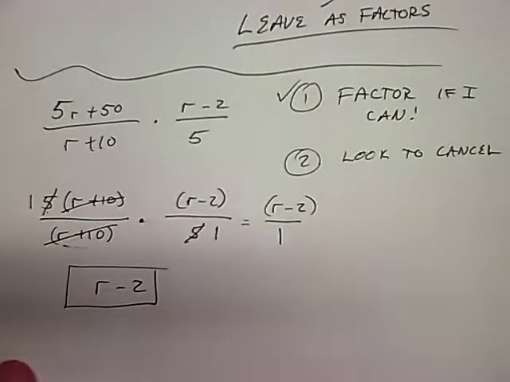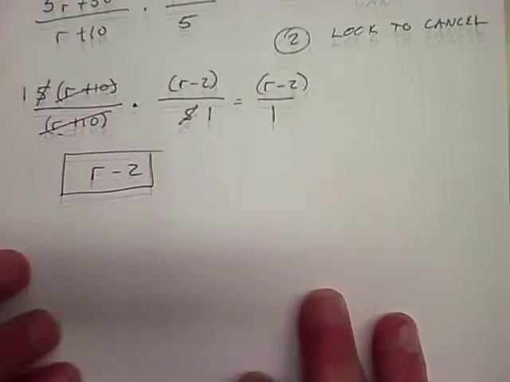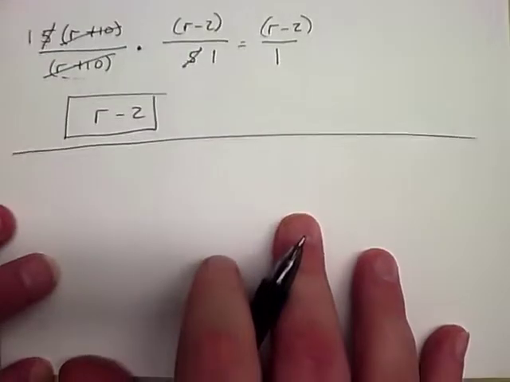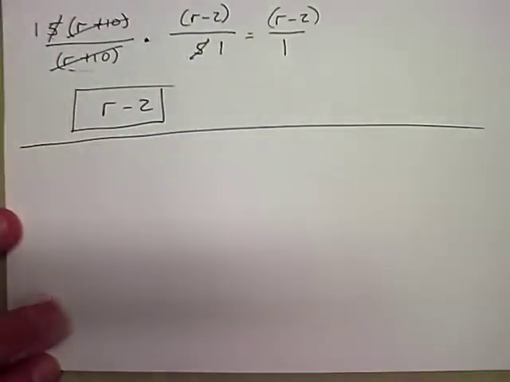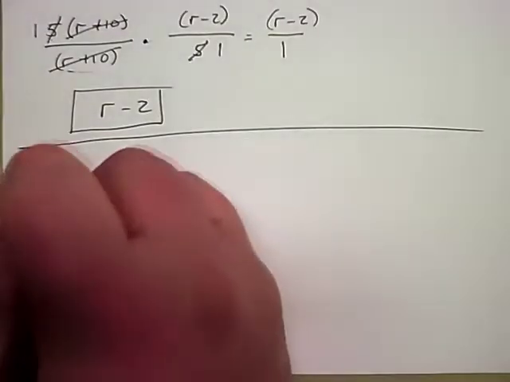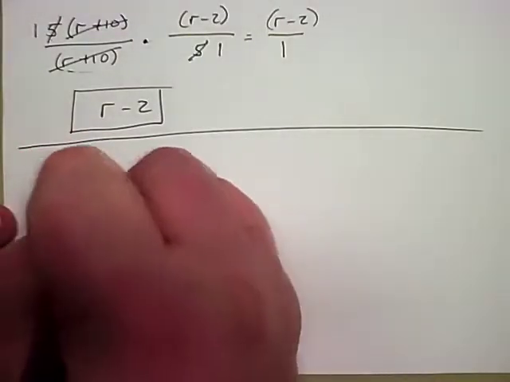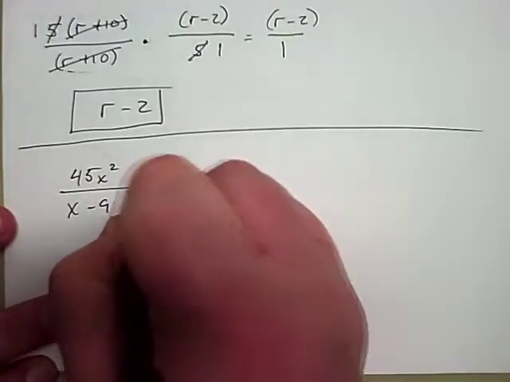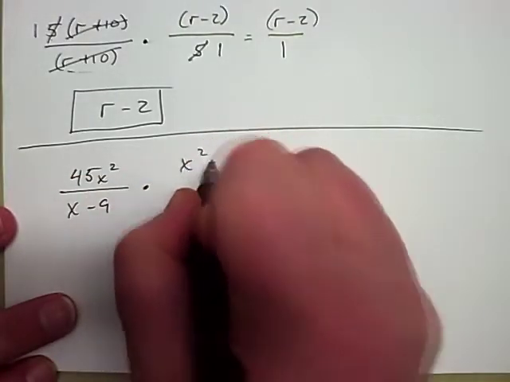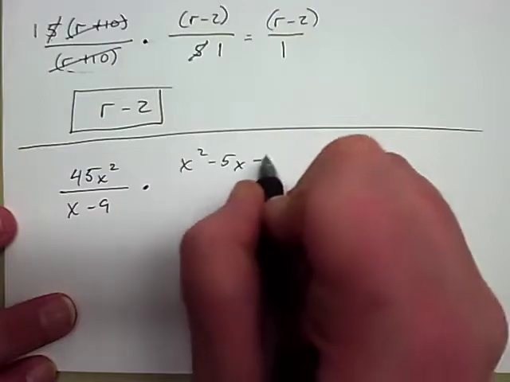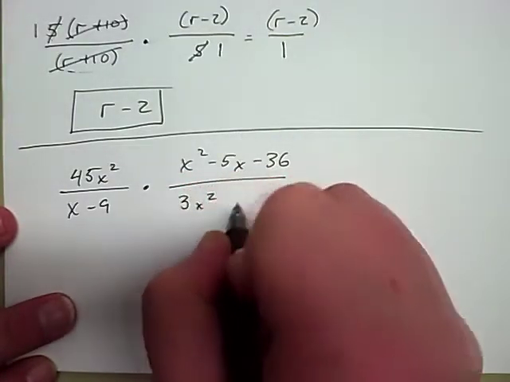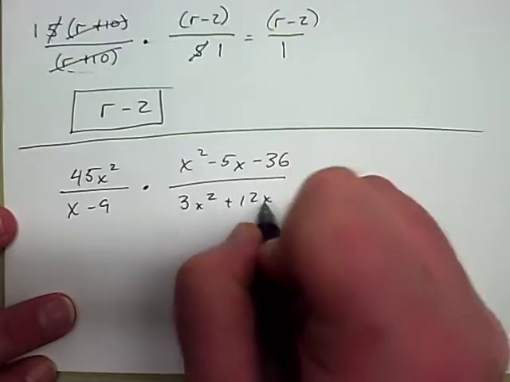I'm going to do one more. This time I'm going to go a little bit quick just because I know there's not a whole lot of time. But I want you to see what happens whenever I have more to factor. So here I have a 45x squared over x minus 9. We're going to multiply that with x squared minus 5x minus 36 over 3x squared plus 12x squared.